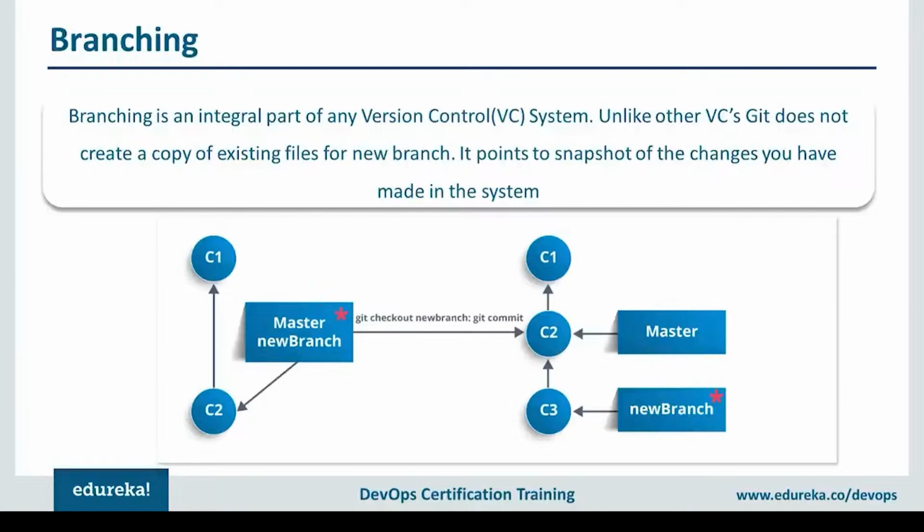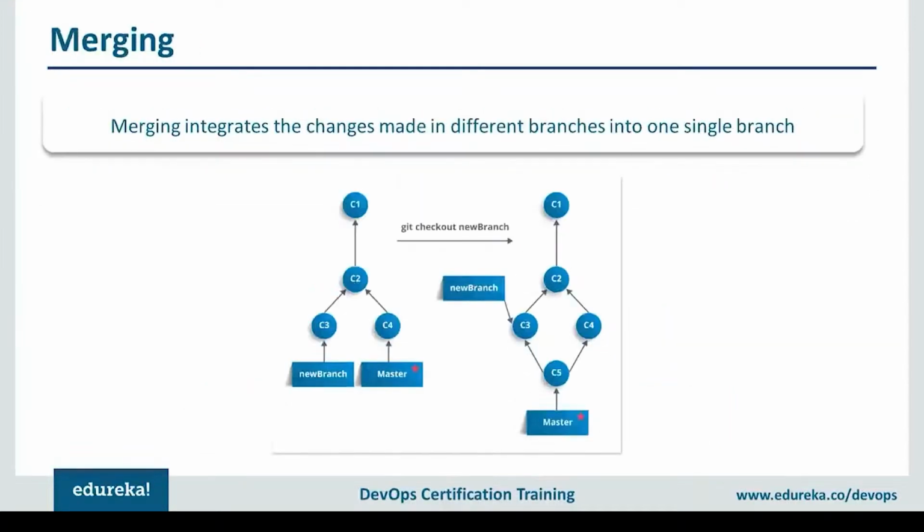So obviously, branching is an integral part of a version control system. Unlike other version control systems, Git does not create a copy of existing files for a new branch. It just points to the snapshot of the changes you've made in the system. So it's really simple. Now, moving forward, the next operation we have is merging.